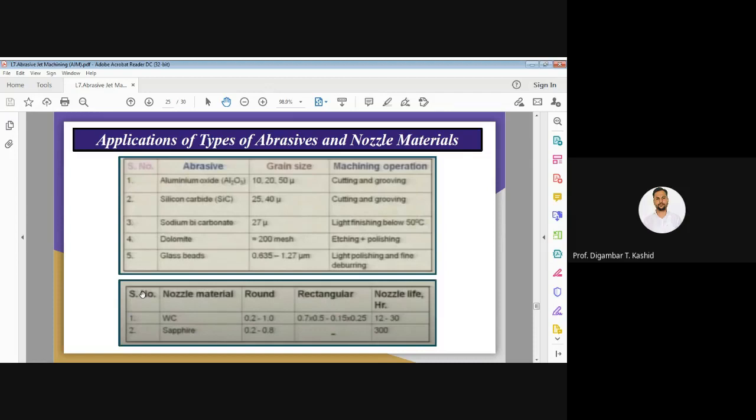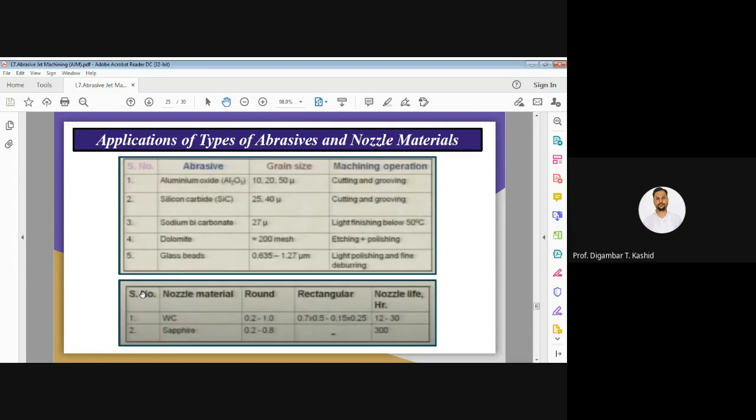Again, sodium bicarbonate. Sodium bicarbonate is good for light finishing, which is below 20 to 50 degrees Celsius temperature. Dolomite you can use for etching and polishing purposes. And the next abrasive, glass beads, which I have shown. Glass beads are used for light polishing and fine deburring purposes. As for grain size, you can take 0.63 to 1.27 micron.